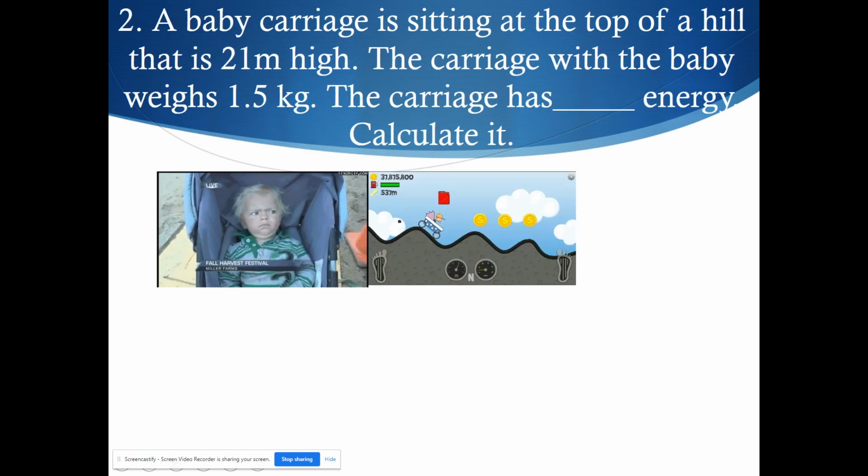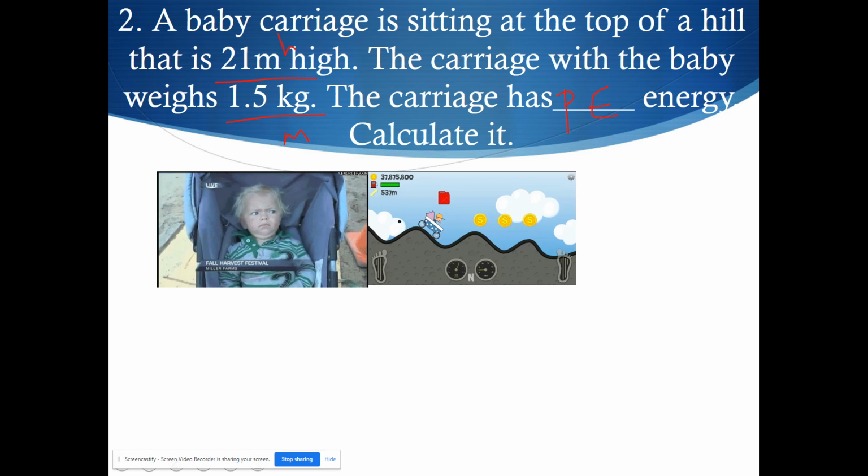Let's look at another problem. A baby carriage sitting at the top of a hill, 21 meters high. The carriage with the baby weighs 1.5 kilograms. What kind of energy does this one have? Well, the carriage is sitting there, it's not moving, and it's at the top of the hill. I'm going to say this has some potential energy. Okay? It's not moving. And I've got some numbers there. Kilograms tells me that this is a mass. Meters high, well, that's going to be my height.